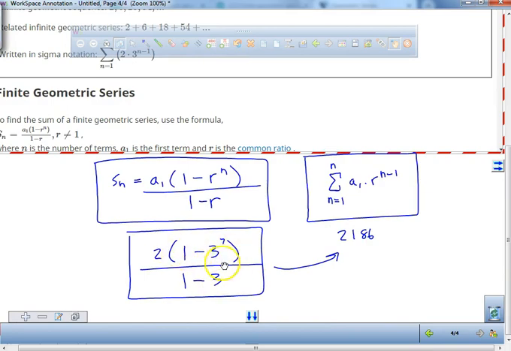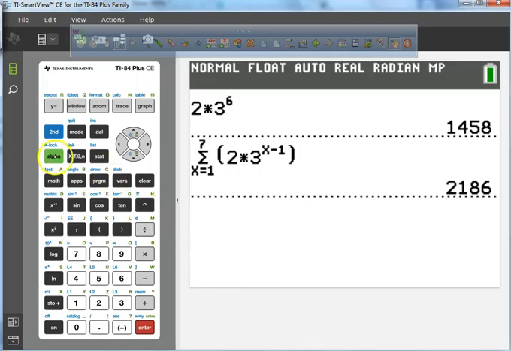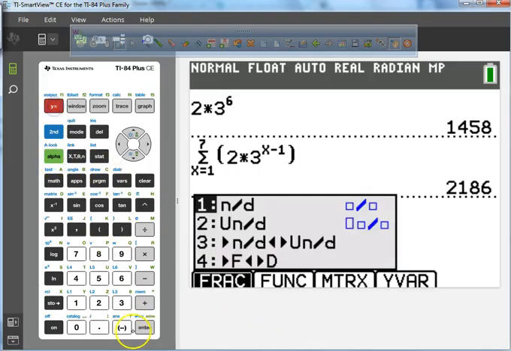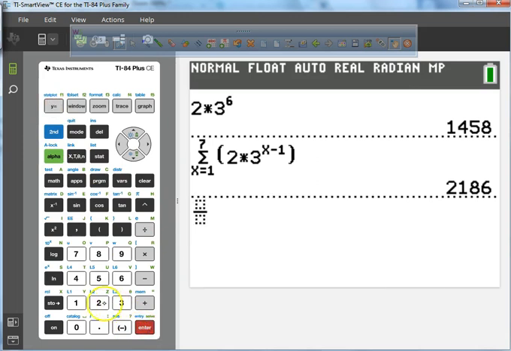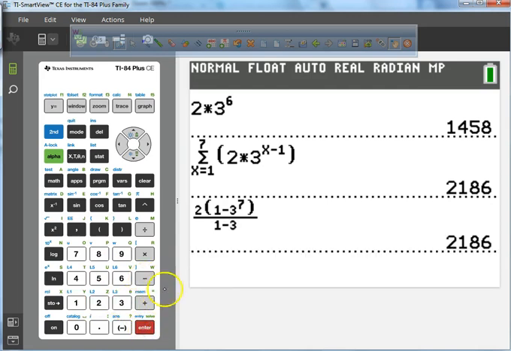Okay, so let's go ahead and put this in the calculator right now. We're going to hit alpha y equals enter. All right, we start with a 2. We're going to do 1 minus 3 to the power of 7 because we're trying to do the 7th term. It's all 7 terms, and we're going to do 1 minus 3. We're going to press enter.